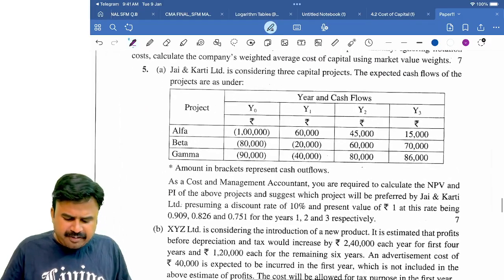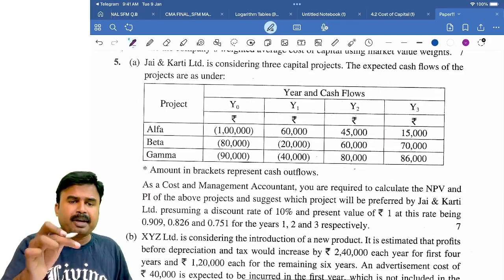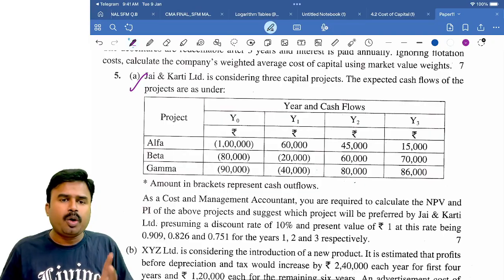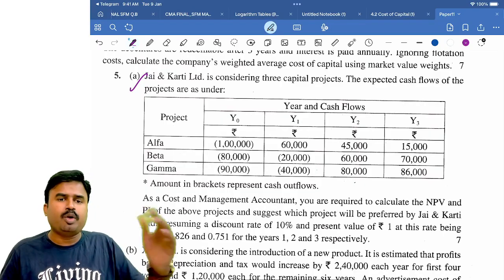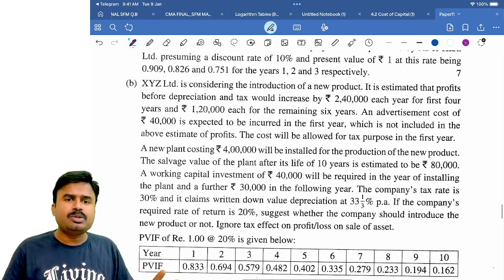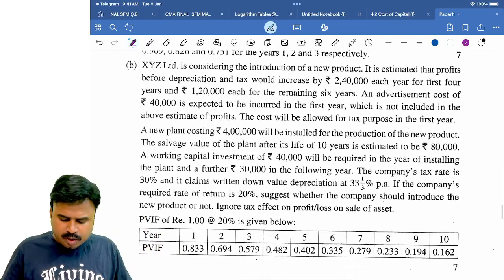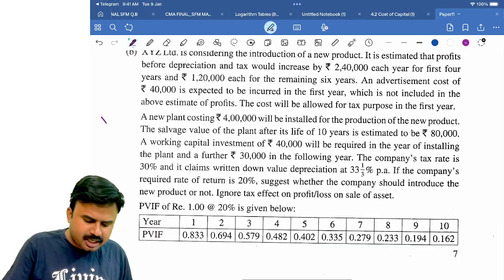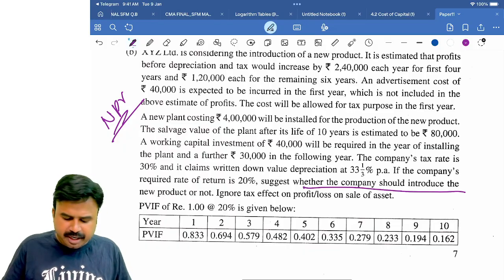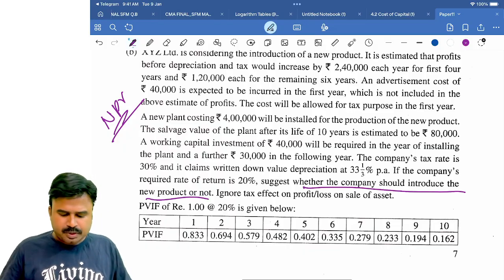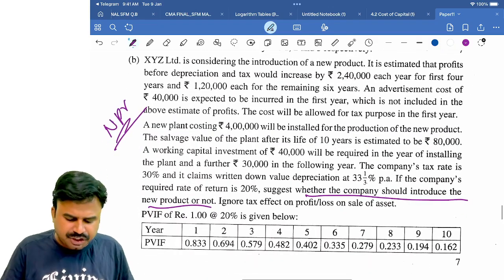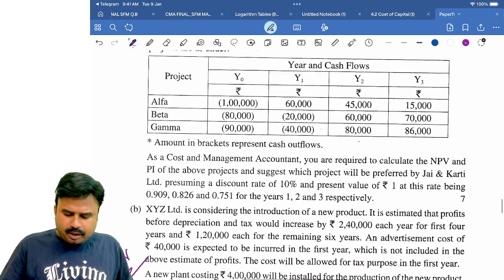And look at 5A. 5A is a very simple question from capital budgeting, NPV computation and profitability index computation. I told you already, 5A always comes from the NPV segment. But surprisingly, my dear students, 5B is also an NPV related question, about project viability. They ask you to calculate whether the company should introduce a new product or not. So simply you just need to calculate NPV. If you can calculate NPV for this question, then you'll get 7 marks.